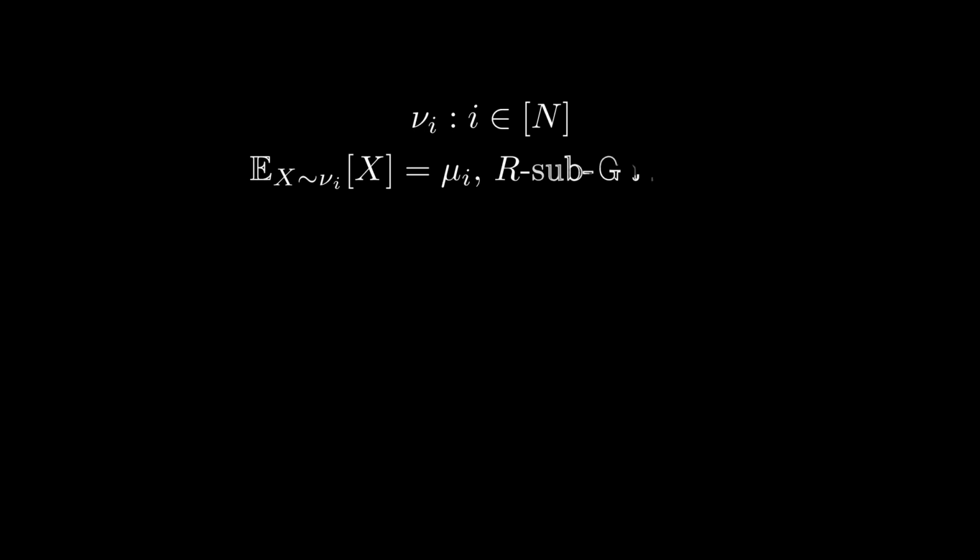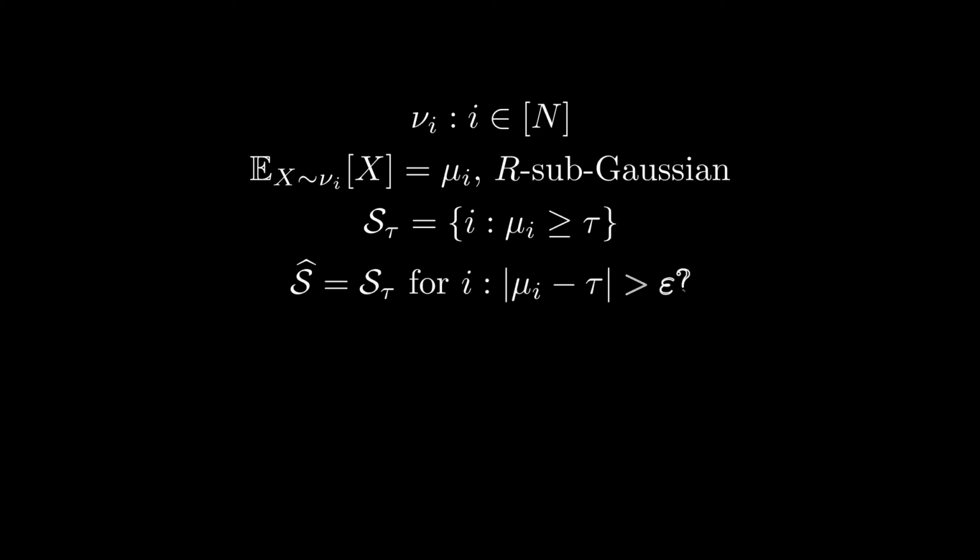Let's be a bit more formal. We have n arms, indexed by i, each having mean mu_i and an R-sub-Gaussian distribution. We want to identify the superlevel set of which of the arms have a mean greater than a threshold tau. But we will only concern ourselves with evaluating the accuracy of our estimate of this set for the arms that are at least epsilon away from the threshold. We are allowed to select arms for T rounds with the strategy pi_t, which can be adaptive, and we will draw samples from the distributions according to our strategy.